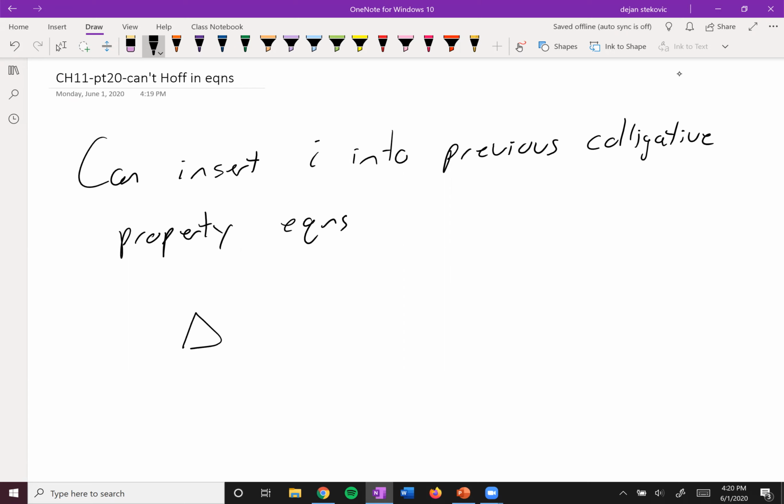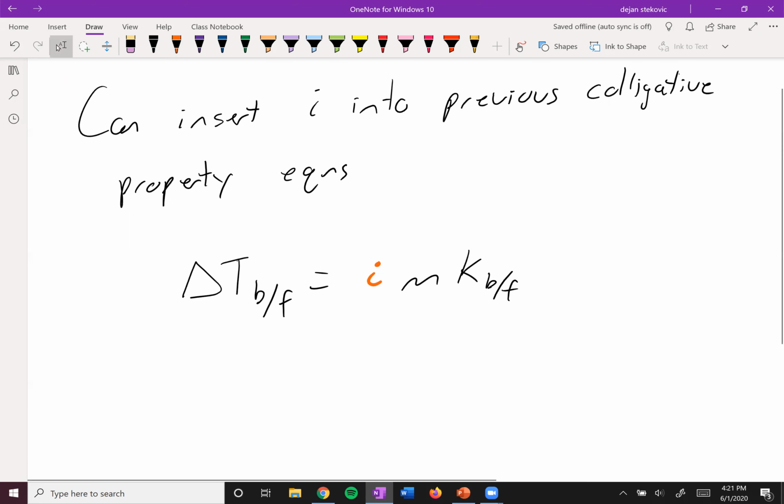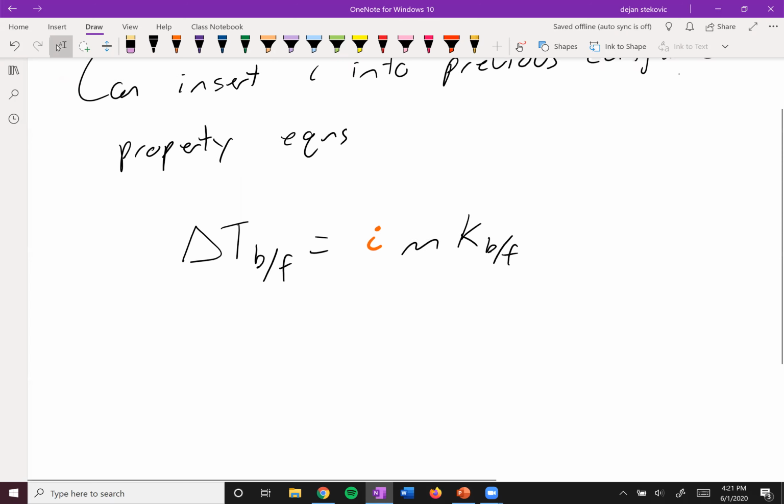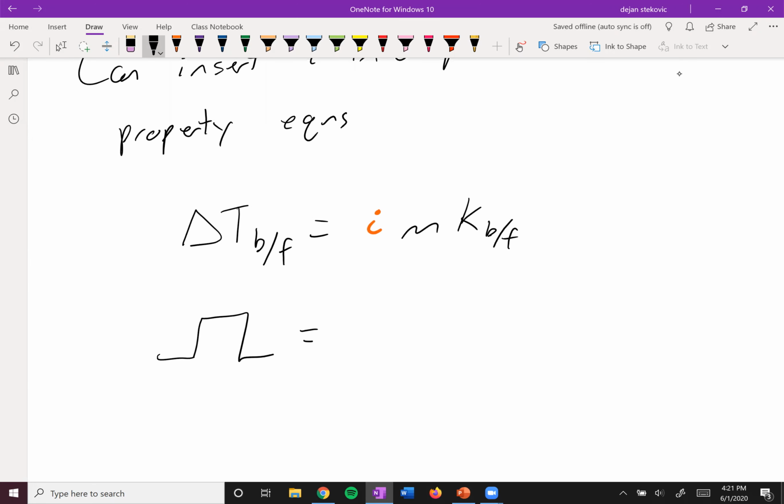So for example, we had delta T boiling/freezing is equal to molal K_b/K_f, whichever one you're looking at. Now we can insert an i into this equation because maybe our solute is acting like more than one solute particle, right? If this was sodium chloride, it'd be closer to 2. Same thing with the osmotic pressure, right? We said osmotic pressure is equal to MRT. Now we can insert an i there as well. And so you just got to kind of be careful with this stuff.